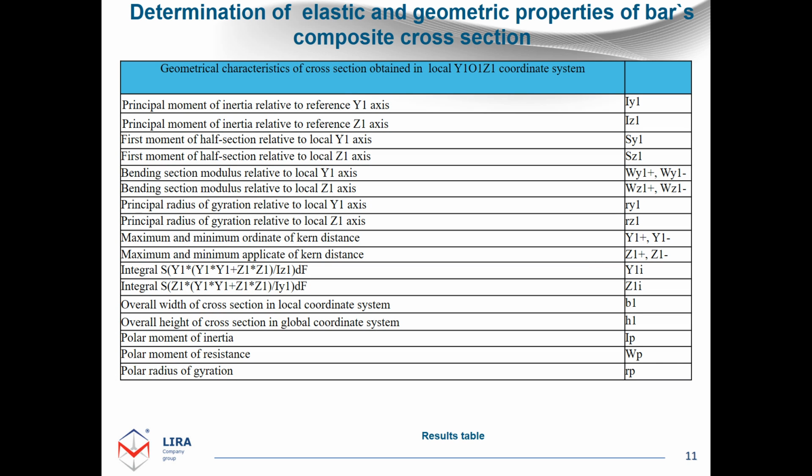The next block shows geometrical properties obtained in a local coordinate system. It's the principal coordinate system of the cross-section. In this block you can check principal moments of inertia, first moment of half-section, radii of gyration, maximum and minimum ordinates and applicates of kern distance, and dimensions of the cross-section. Properties obtained in polar axes, such as polar moment of inertia, polar moment of resistance, and polar radius of gyration, are also shown in this block.